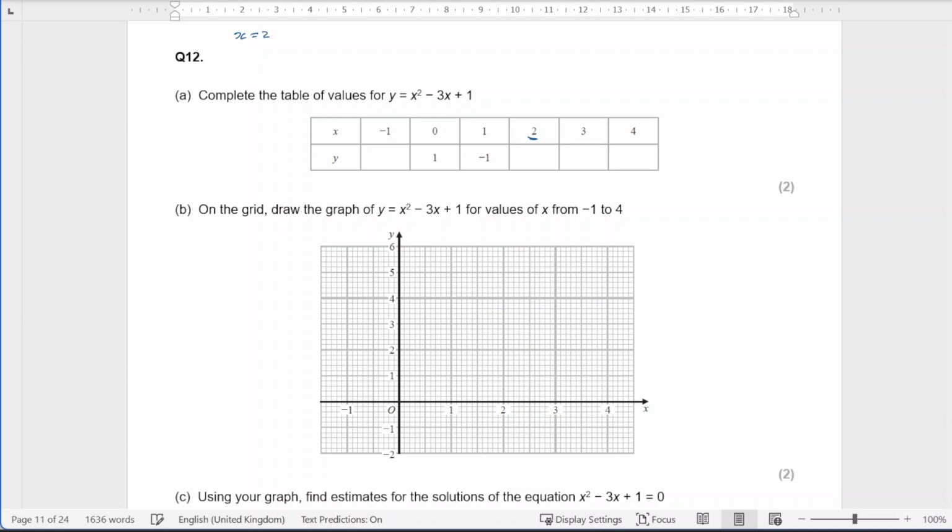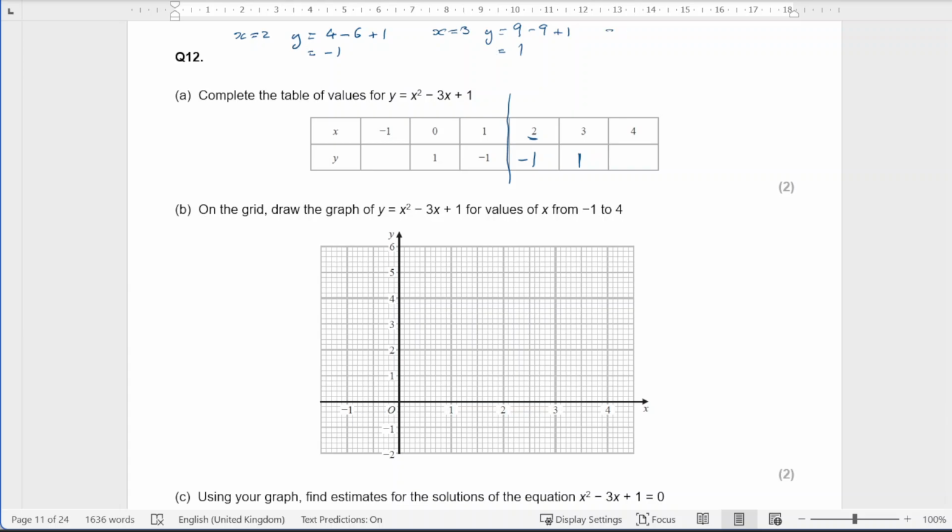So if x is equal to 2, y is going to be equal to 2 squared would be 4, minus 3 times 2, so minus 6, plus 1. That's going to be equal to minus 1. Right, so that kind of implies that we've got a line of reflection here. So ideally, well not ideally, I should expect that 3 would be equal to 1. But let's just see whether that works. If x is equal to 3, y would be equal to 3 squared, 9, minus 3 times 3, minus 9, plus 1. So that would be equal to 1. So that kind of makes sense.